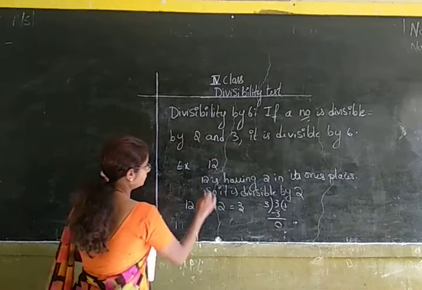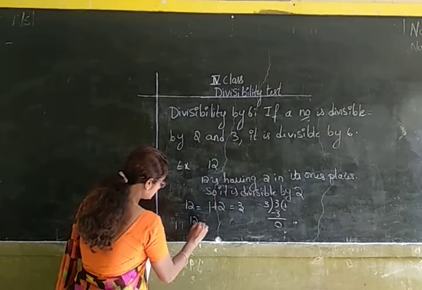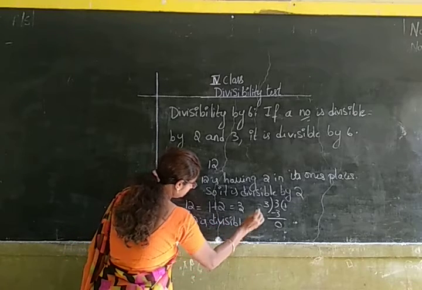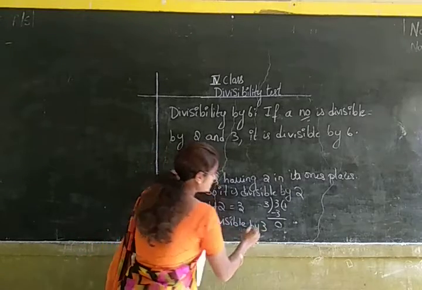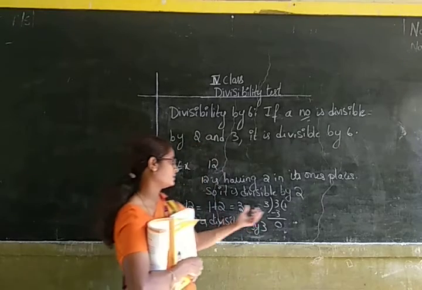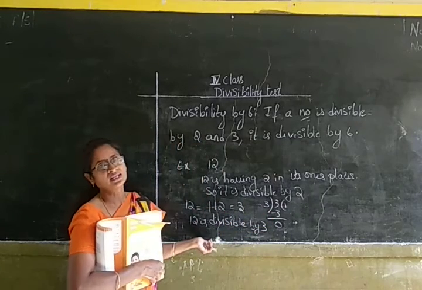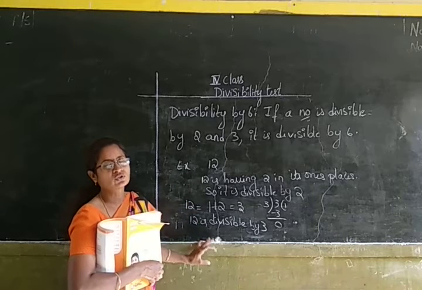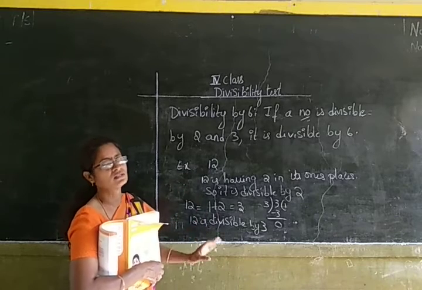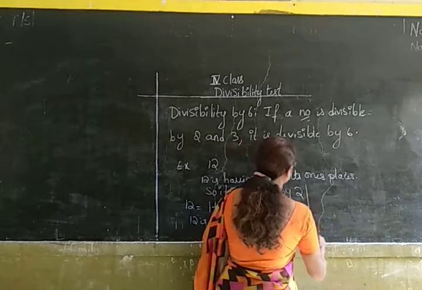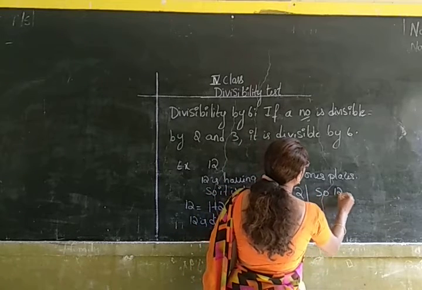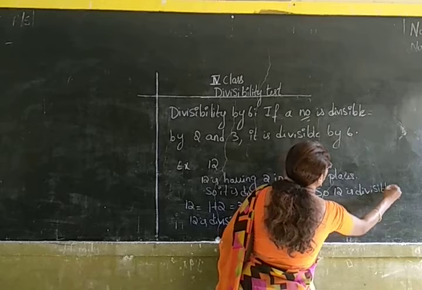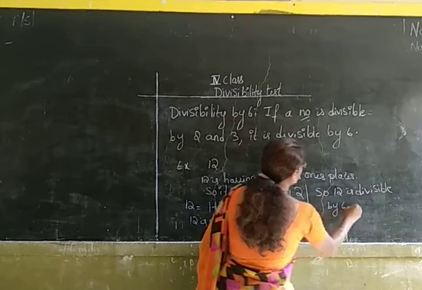So 12 is divisible by 2 and 12 is divisible by 3. Since the sum of the digits is divisible by 3, 12 is also divisible by 3. 12 is divisible by both 2 and 3. So it is divisible by 6. So 12 is divisible by 6. Did you understand, children?